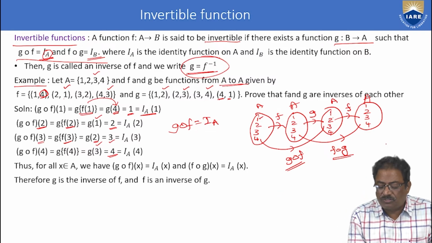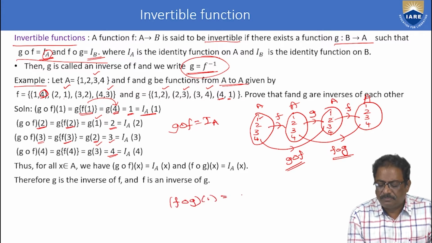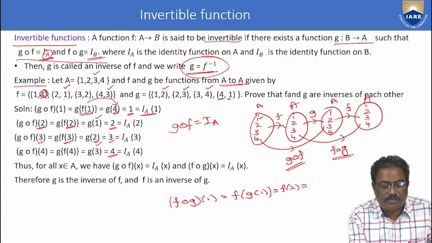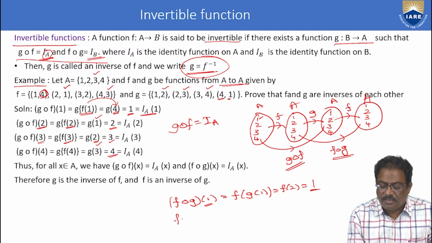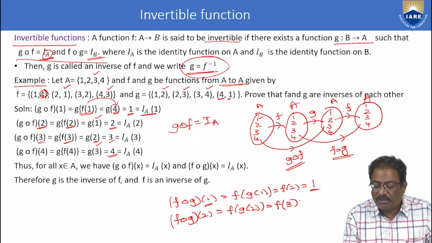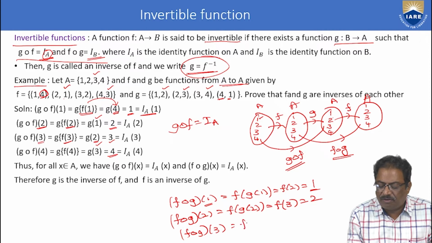F of g also. In a similar way, I can consider f of g of 1. So this is f of g of 1. What is g of 1? It is 2. So it is f of 2. What is f of 2? It is 1. So f of g of 1 is equal to 1. Similarly, f of g of 2. So this is nothing but f of g of 2. What is g of 2? It is 3. So f of 3. What is f of 3? It is 2. So like this, f of g of 3.